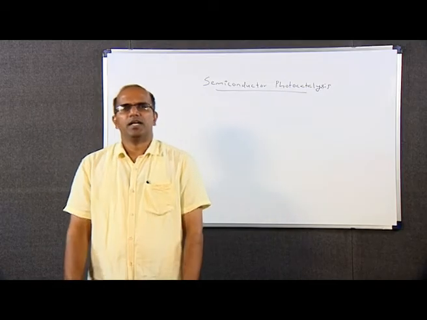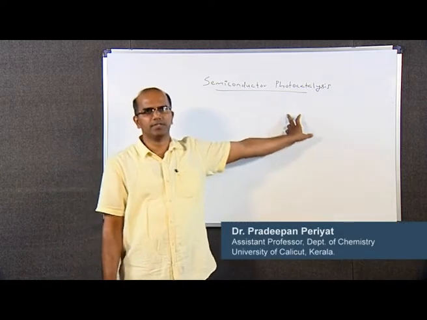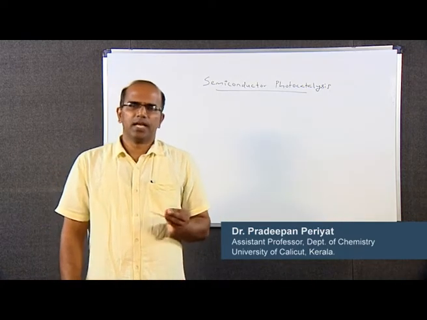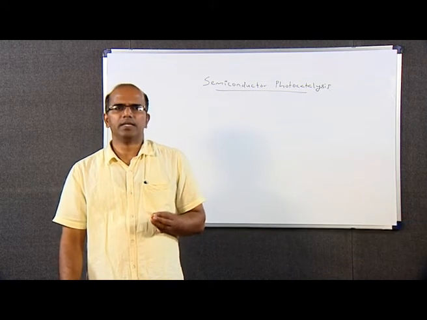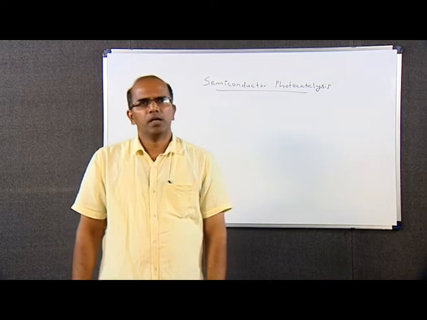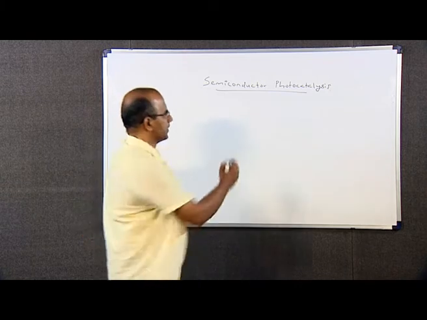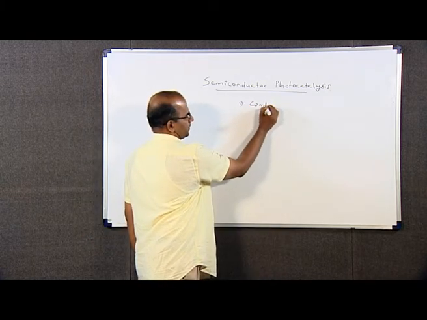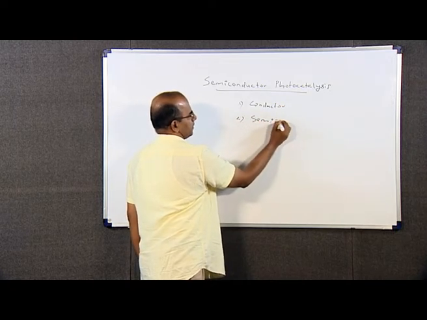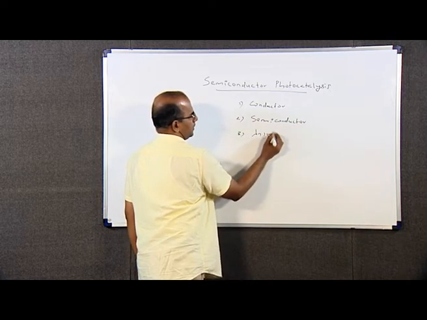Welcome back. In this class we are discussing semiconductor photocatalysis. All of you know that materials can be classified into three categories based on their ability to pass electricity. They are conductor, semiconductor, and insulator.